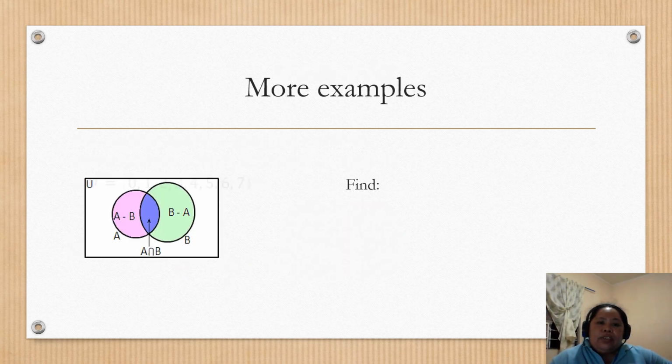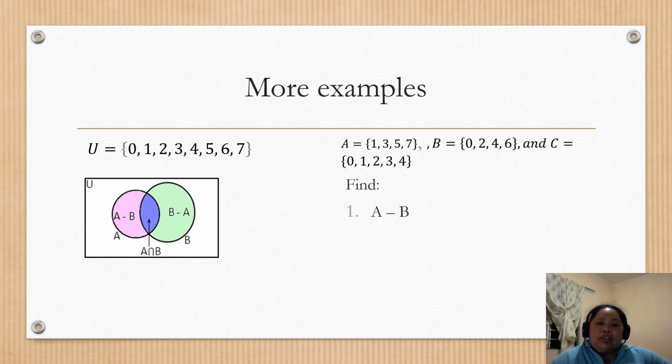Next, more examples. We have the universal set with elements 0, 1, 2, up to 7. Set A has 1, 3, 5, 7. B is 0, 2, 4, 6. C is 0, 1, 2, 3, 4. Let's answer A minus B. Does A have any element that is also in B? None. So our answer is the empty set. Next, B minus A: is there any? None also, so the empty set again.